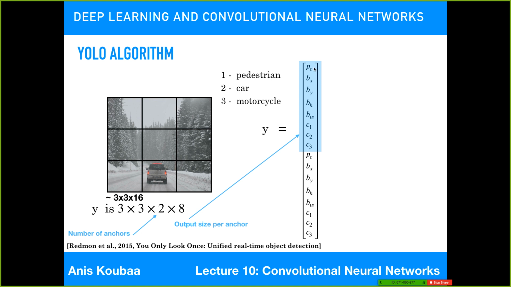What are these 8 outputs? They are the same outputs that we had for object localization: the probability of the presence of an object in the image, the bounding box information, and also here the 3 classes. This is if we have 3 classes. So in general, it's 5 plus the number of classes. Here we assume that we have 3 classes. Class 1 is for pedestrian, class 2 for car, and class 3 for motorcycle.